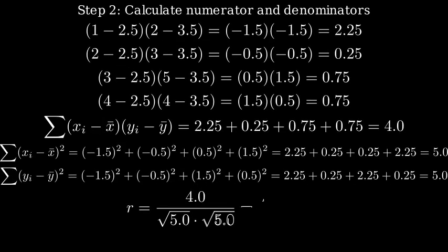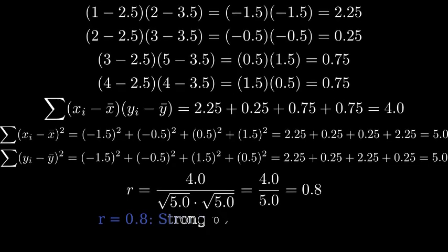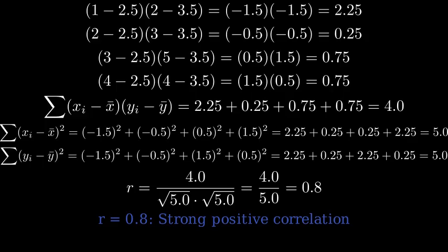Now we can calculate R. R equals 4.0 divided by the square root of 5.0 times the square root of 5.0, which equals 4.0 divided by 5.0, which equals 0.8. With an R value of 0.8, we have a strong positive correlation between these variables, indicating that as x increases, y tends to increase as well.